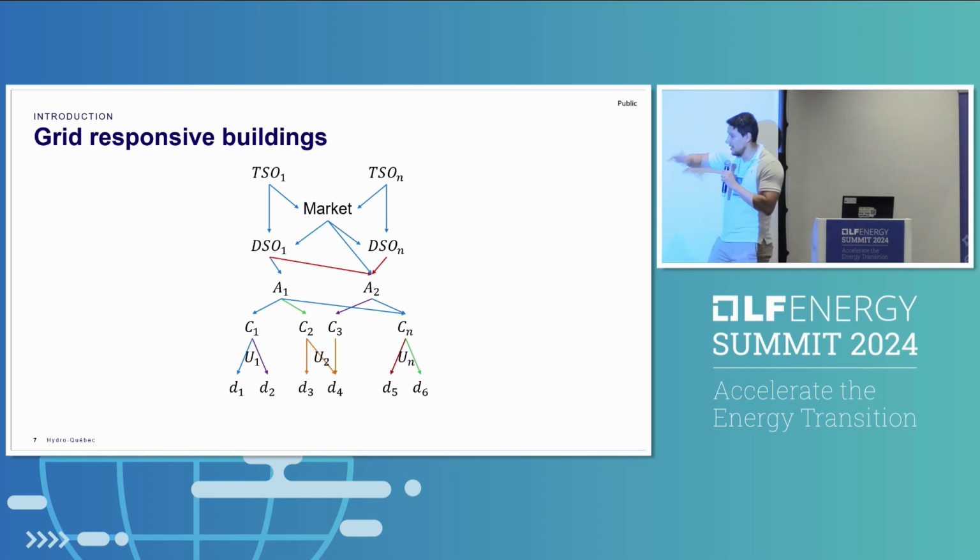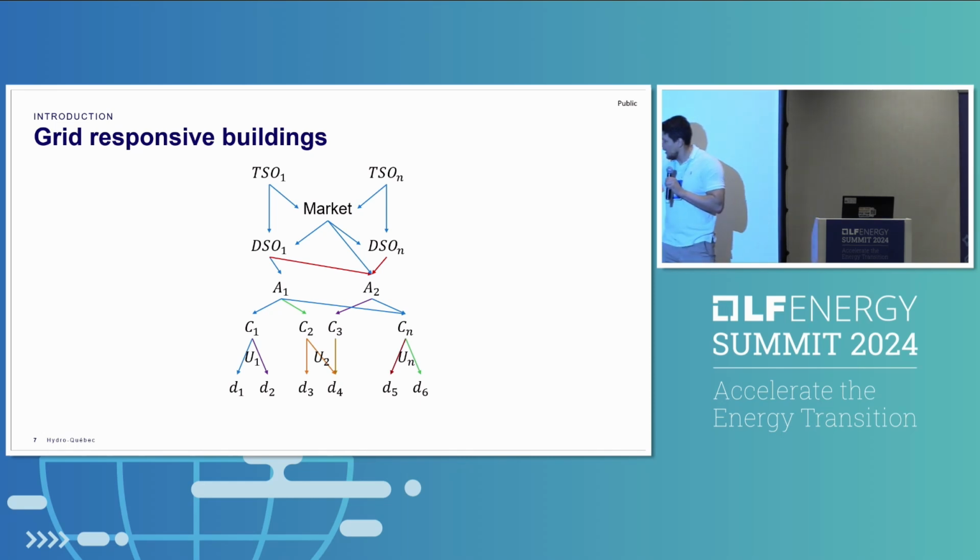TSOs, markets, DSOs, aggregators, customers, users, control systems, and devices, okay? So this is a landscape of how the energy sector usually looks. You have either one or multiple DSOs, and either one or multiple aggregators. The DSOs either have direct contracts with the aggregators or they exchange information in some way. The aggregators go and talk to the control systems. The colors represent different communication protocols.